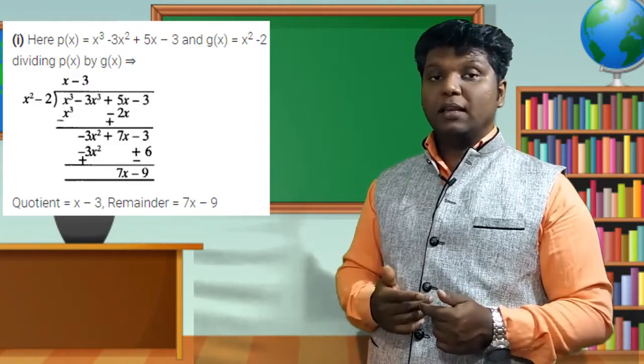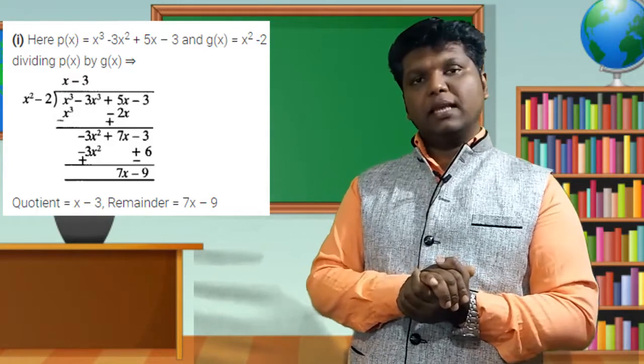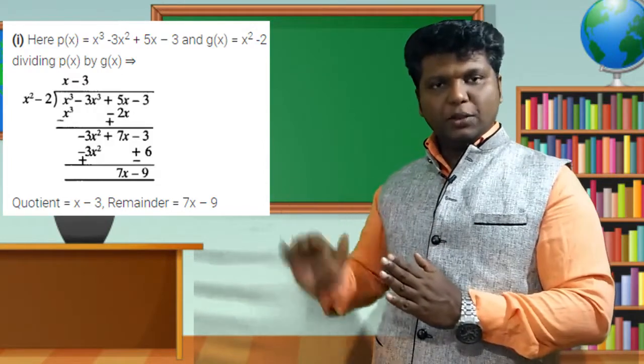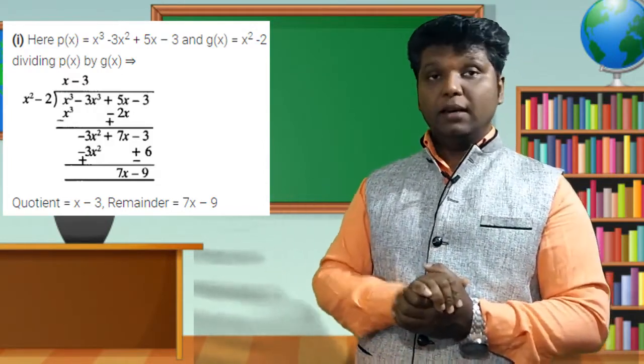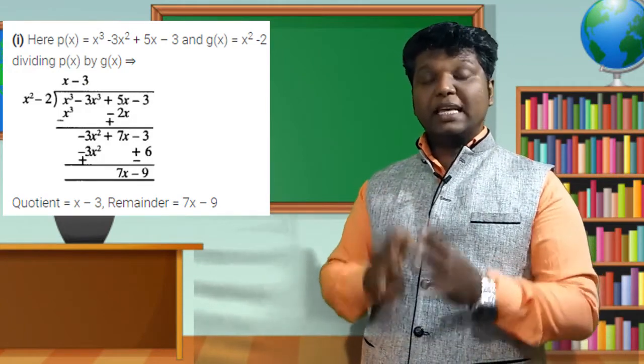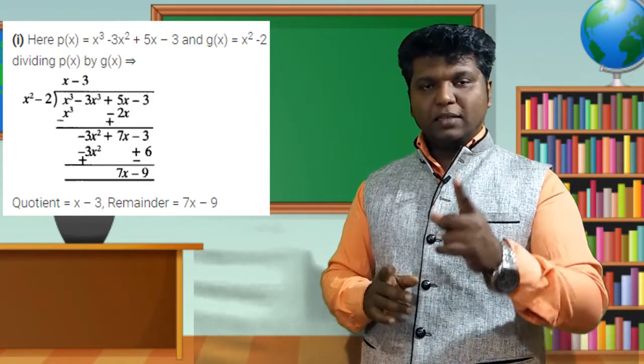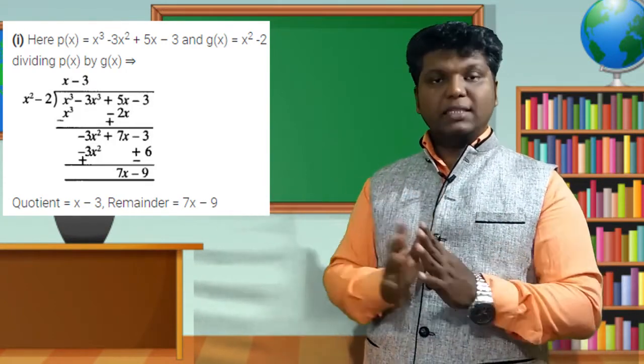Why did you get minus 9? Because both of them are of the same sign. When you are adding numbers of the same sign, the sign will be the same and you have to take the sum total of that. So here it is minus 9. Now check out the remainder. It is 7x minus 9. What is the degree of that remainder? It is 1, right? Because 7x minus 9 is of degree 1.